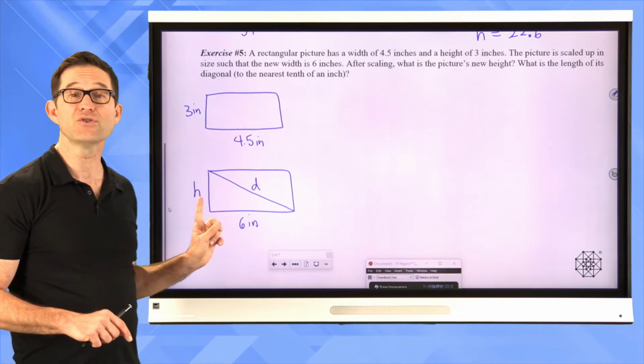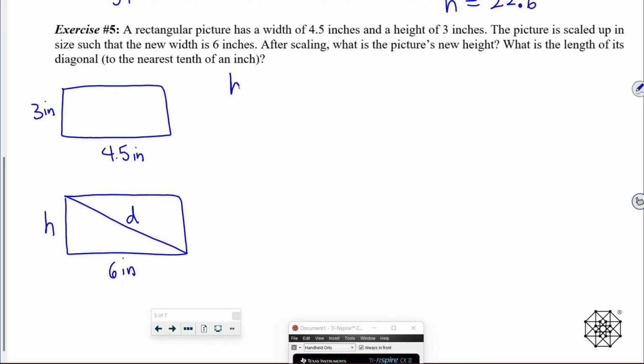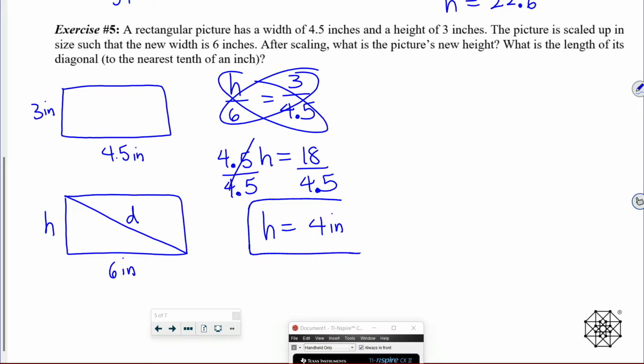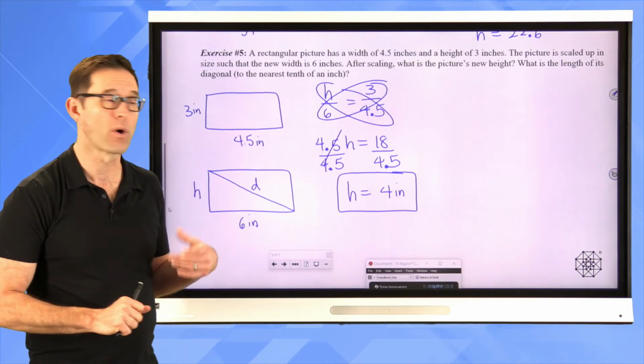So I can now say h divided by 6 is equal to 3 divided by 4.5. I'll do some cross multiplying. I'll get 4.5 times h is equal to 18. Divide both sides by 4.5. This is pretty common. And my h will end up being 4. You can check that on your calculator, but that one I can actually do in my head. So my new height is equal to 4.